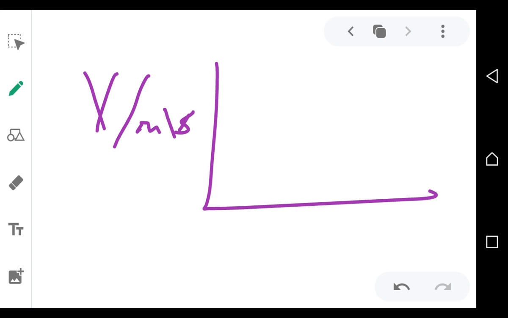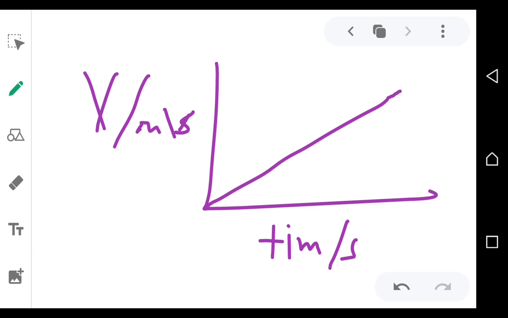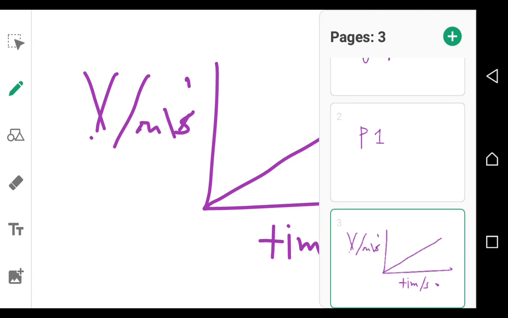Okay, so for example, this is velocity in meters per second, and then this side is time in seconds. That's how it's written. Velocity is always this side, and then time is always this side. Sometimes time is in seconds or in minutes, depends. Let's go to a practical question.